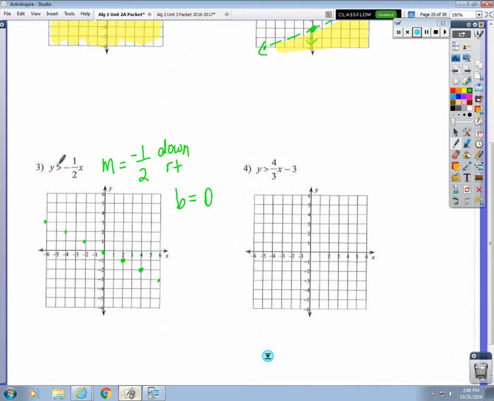Correct. Since it's just a greater than sign with no equal to bar, you do a dashed line. Well, it's a greater than. So if you go to the y-intercept of 0, which numbers are greater than, these or those? Right. So you shade above it where the numbers are greater. Okay, go ahead and try number 4 by yourself.